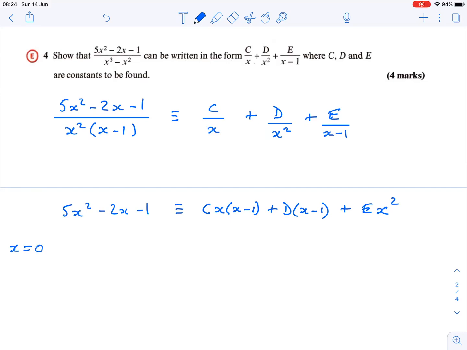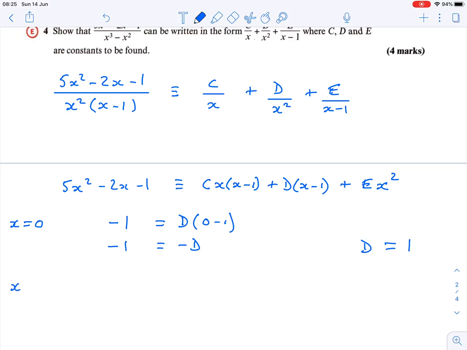x equals 0. The left hand side will become minus 1. The right hand side, the terms involving c and e will both be forced to 0, so the only one that survives is d, which would be 0 minus 1. So that gives me minus 1 is equal to minus d, so d is equal to plus 1.